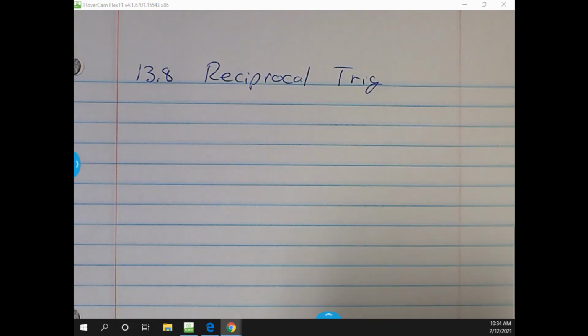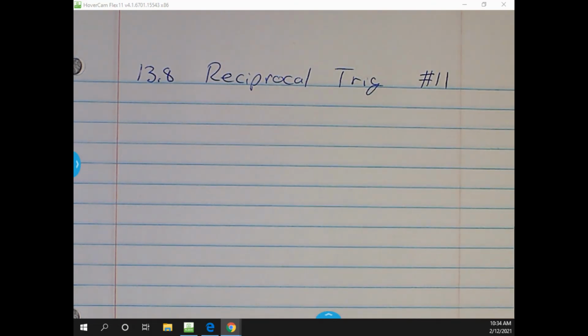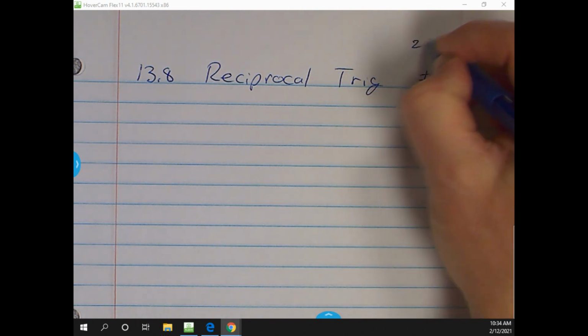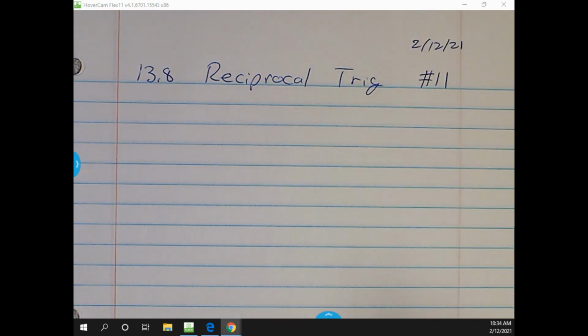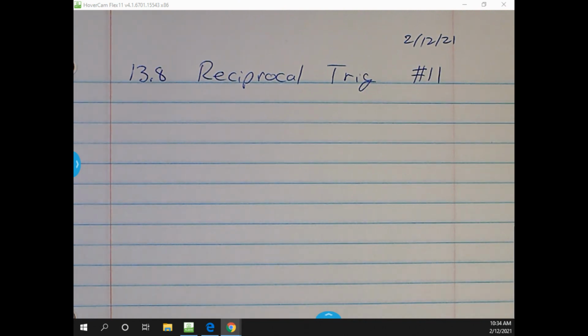All right, so 13.8, we're doing reciprocal trig. Again, keeping up with notes, this would be number 11. We're doing dates, 2/12/21. And what we're going to do is review some stuff before we get to where we need to be to get to the actual reciprocal trig stuff on this one.